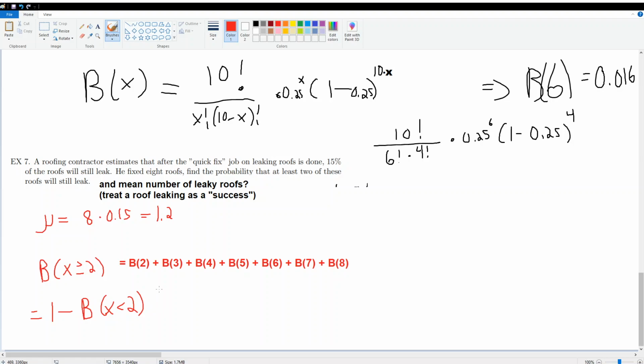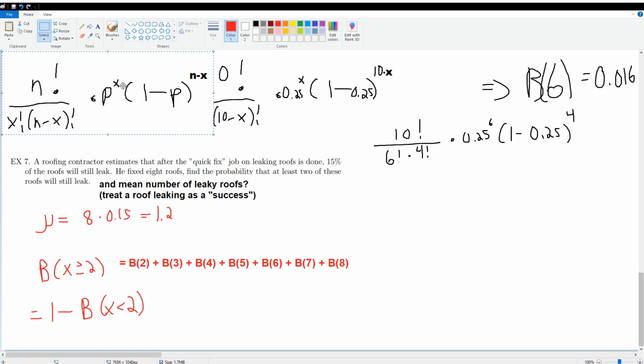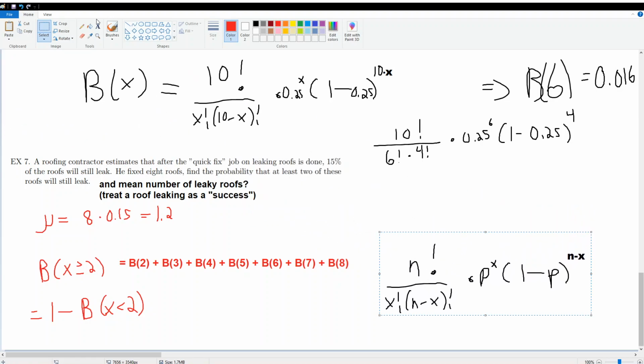All right, so let's now fully solve it out. Here we have our wonderful binomial back again. In this case, we have 8 roofs, so our n is going to be 8. So let's put that in for all of our n's. And our p is 0.15. And this is our b of x.